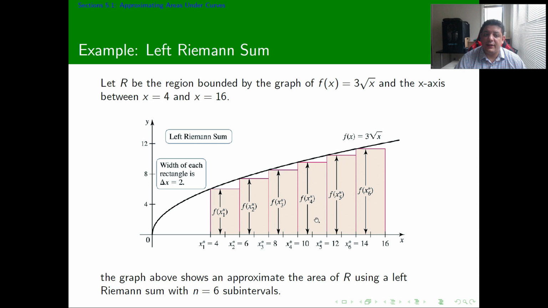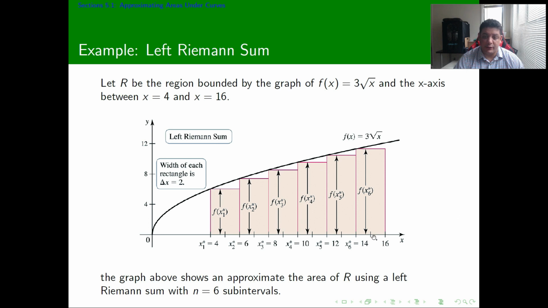Since we're taking the left Riemann sum, the height is always going to be given by the left part of the interval. So for the first rectangle, we're going to have the height given by f of 4. Here we're going to have the height given by f of 6. Here we're going to have the height given by f of 8, f of 10, f of 12, and f of 14. Notice that there's, of course, one number that is not going to be covered. 16 is not going to be covered because the left side of the interval 14 to 16 is already given by f of 14.